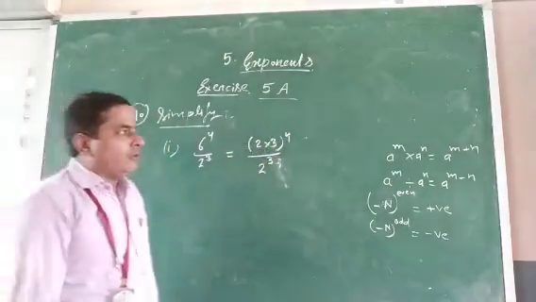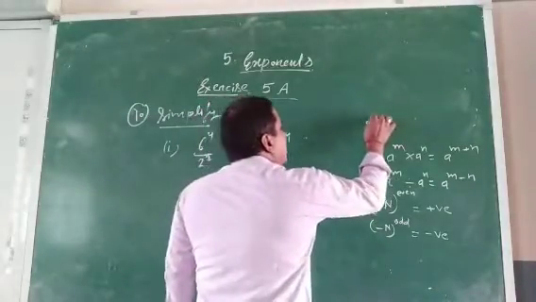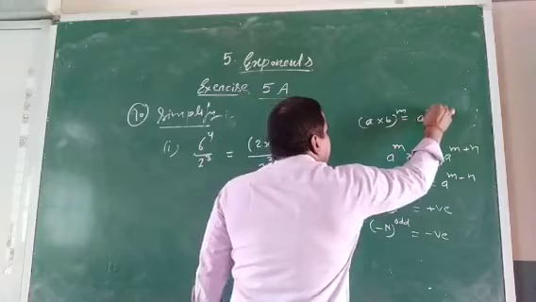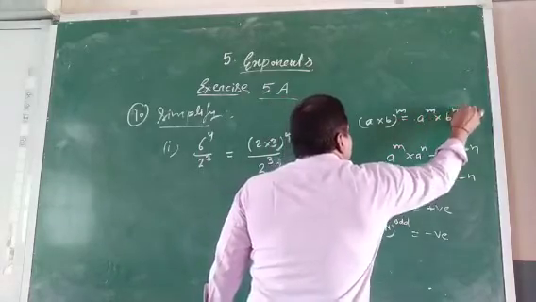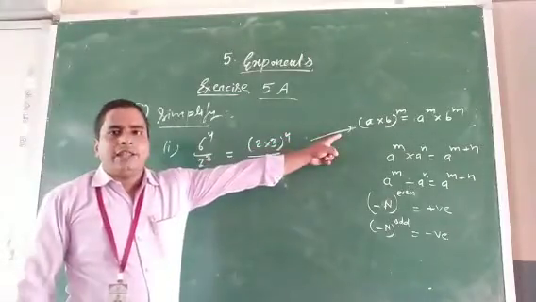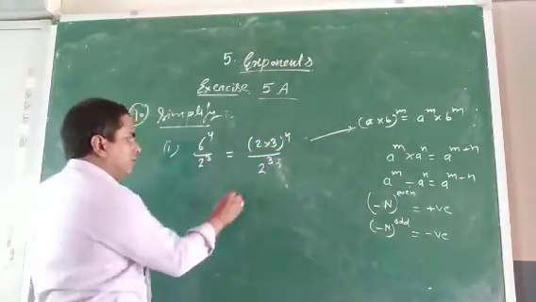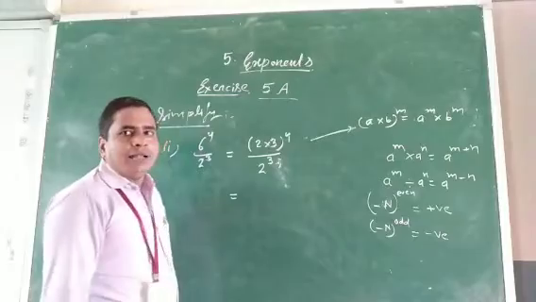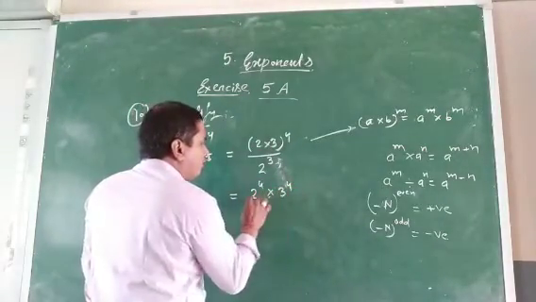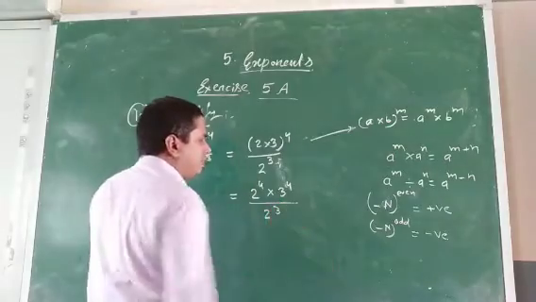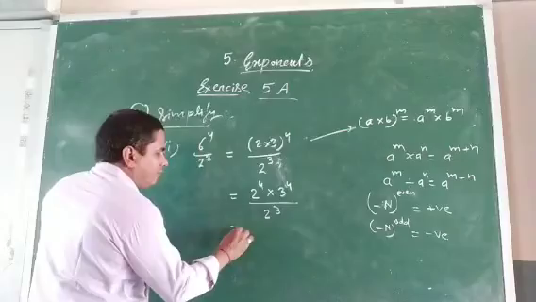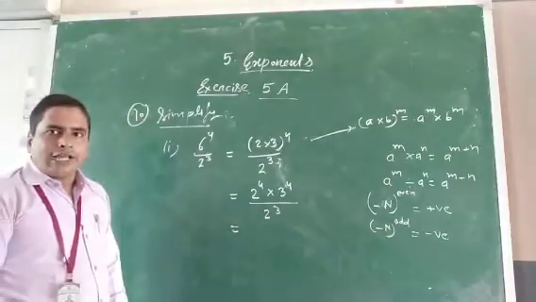Now apply the rule here. This rule: (a into b) to the power m is equal to a to the power m into b to the power m. Use this rule here. यहाँ पे ये अप्लाई करेंगे, laws of exponents. So you get here in the numerator 2 to the power 4 into 3 to the power 4 upon 2 to the power 3. Okay, clear?